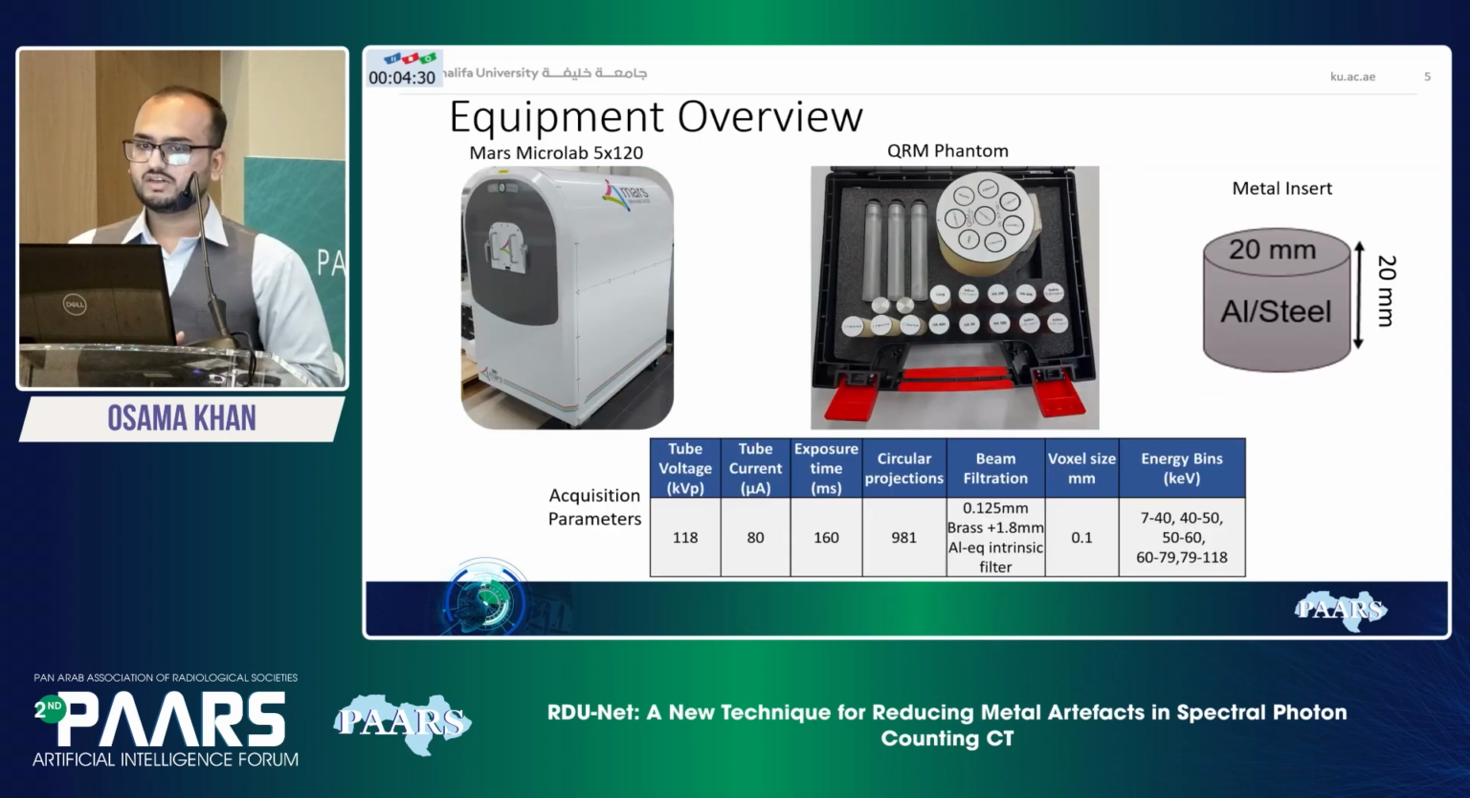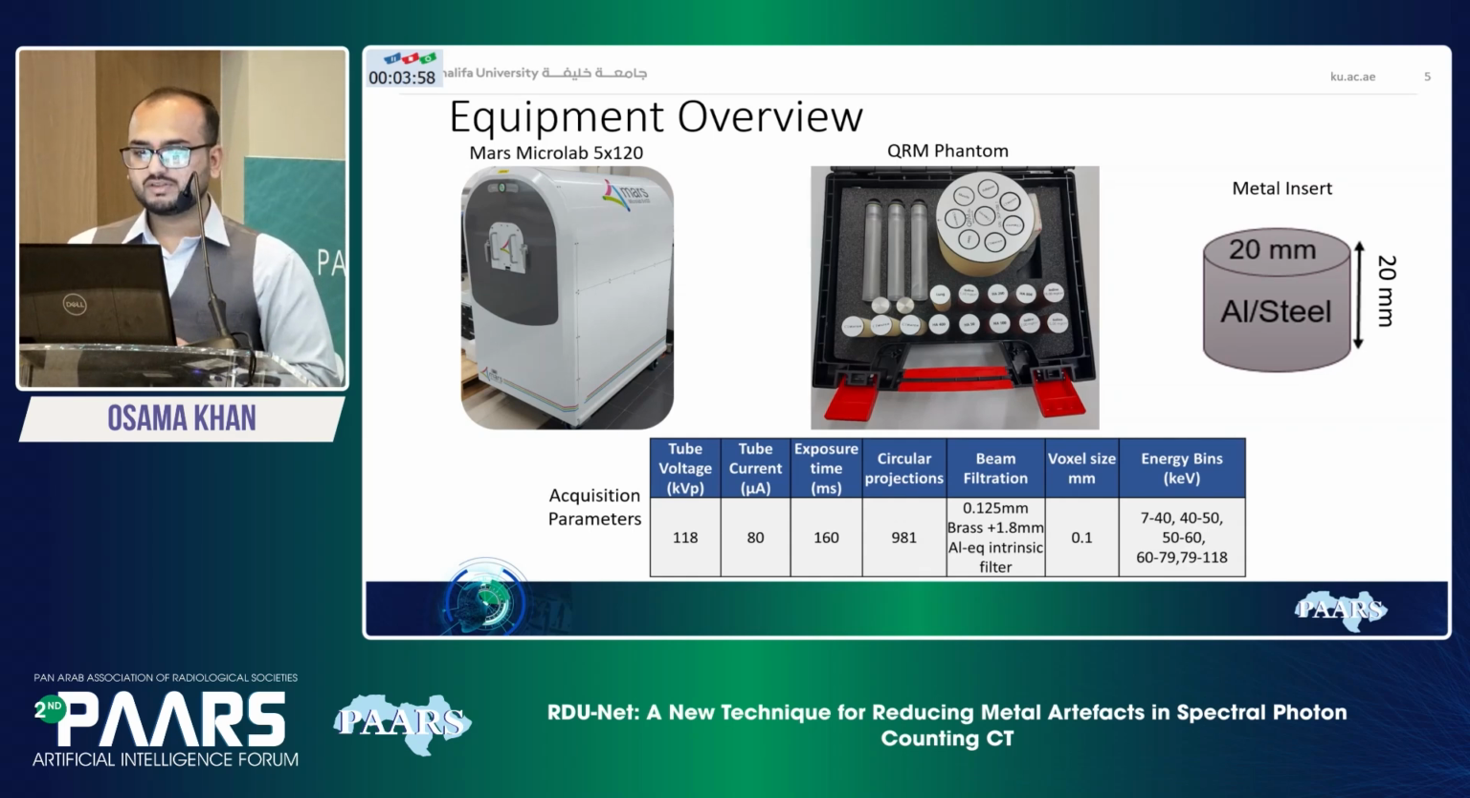So that's the equipment, the MARS photon counting CT or the SPCCT that I was using. It's called MARS Microlab. For us, we use 5 energy bins at a time. The QRM phantom is used because this is a phantom study, since our machine can only work mainly on phantoms right now, and it's a small bore CT. So that's the metal insert. We have metal inserts of aluminum and steel mainly. This is the size and the dimensions of the metal insert.